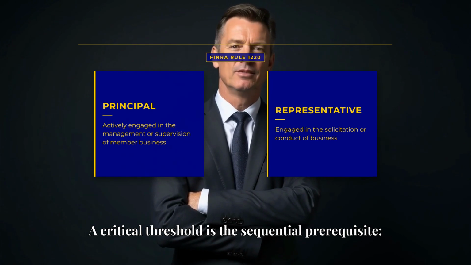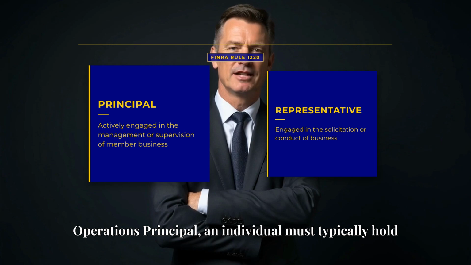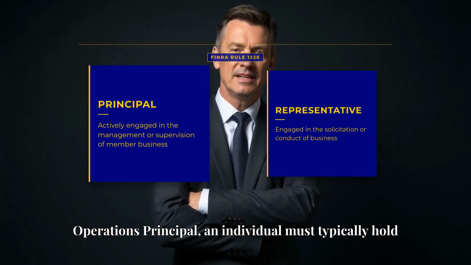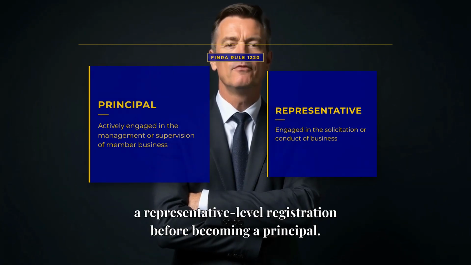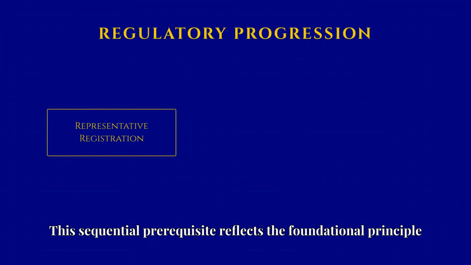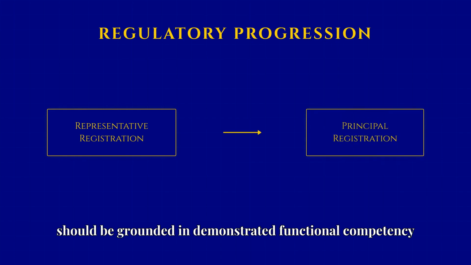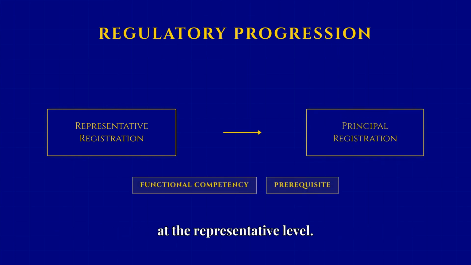A critical threshold is the sequential prerequisite. With limited exceptions like the financial and operations principal, an individual must typically hold a representative-level registration before becoming a principal. This sequential prerequisite reflects the foundational principle that supervisory authority over a particular function should be grounded in demonstrated functional competency at the representative level.